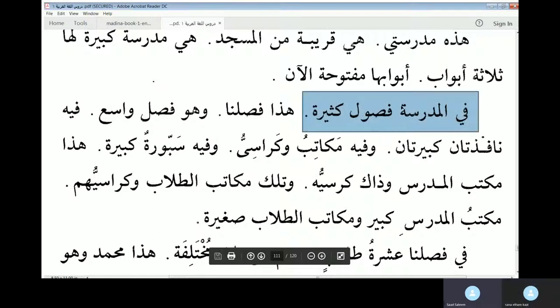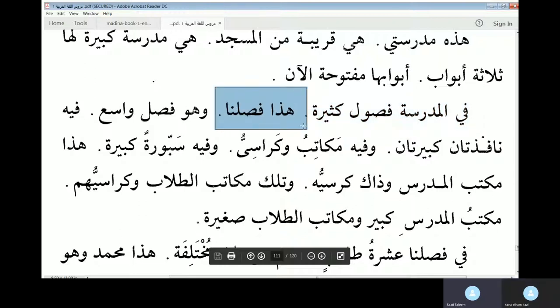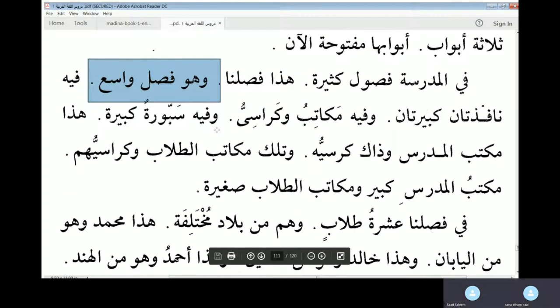What is the door? Fil madrasati fusulun kasiratun. In the madrasati, in the school, there are many classes. Many. Hada fasluna, this is our class. Wahuwa faslun wasiun, and it is a spacious class. This is our class and it is a spacious class.